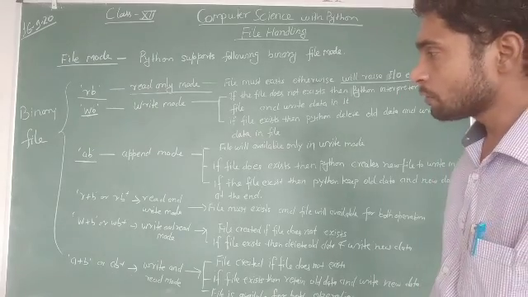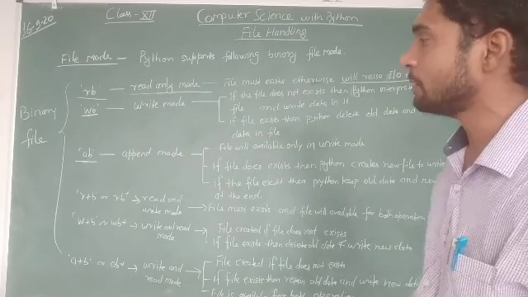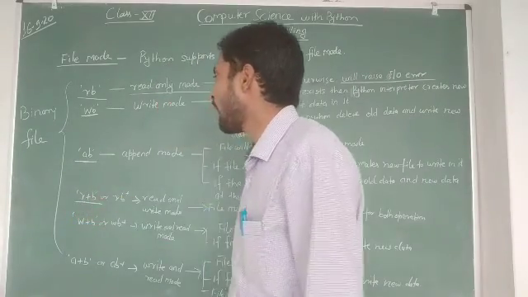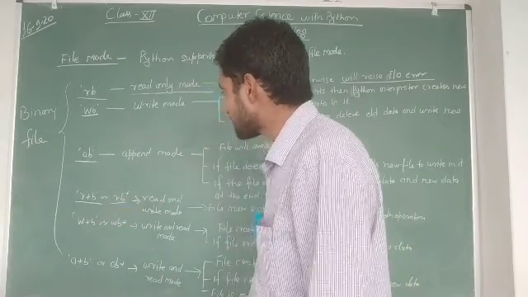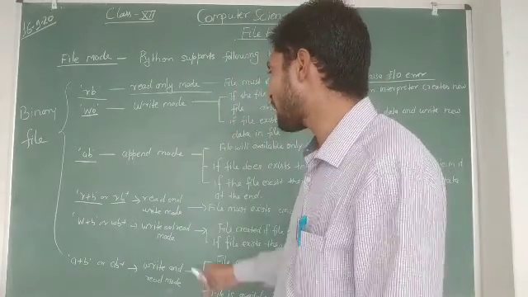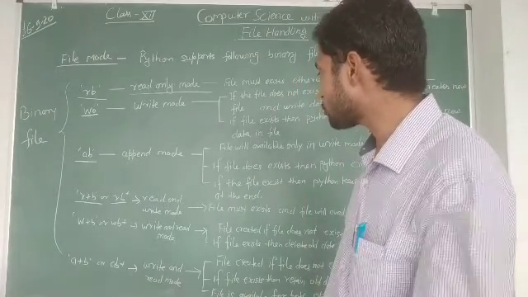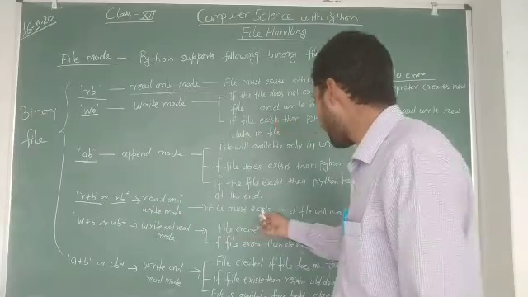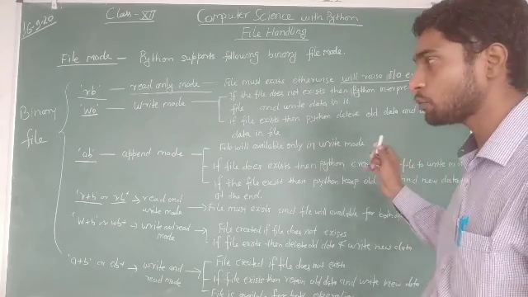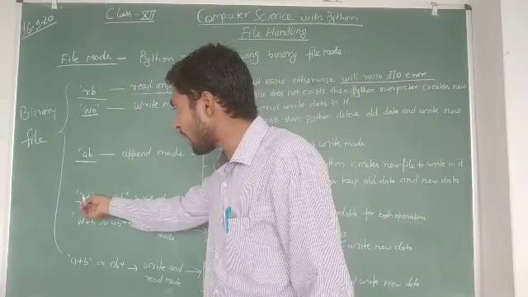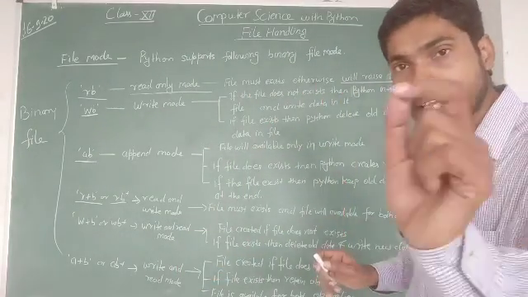There are some more facilities supported by Python for binary files, that is R plus B, or we can say RB plus. R plus B means the file is available for both read and write operations, and in this mode, the file must exist. Be careful when you use the mode R plus B, it means the file is available for both operations and the file must exist.